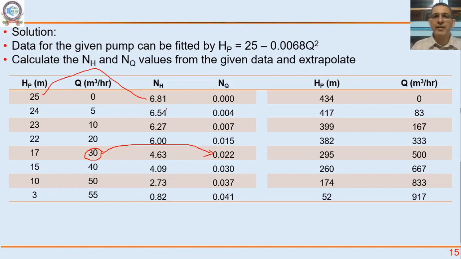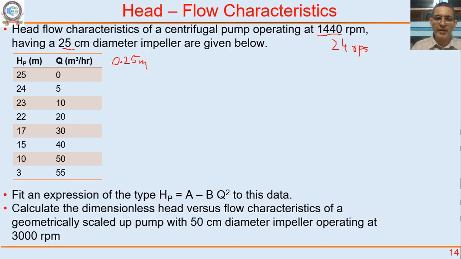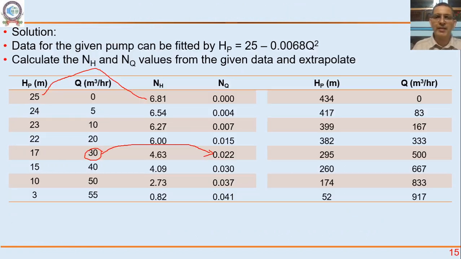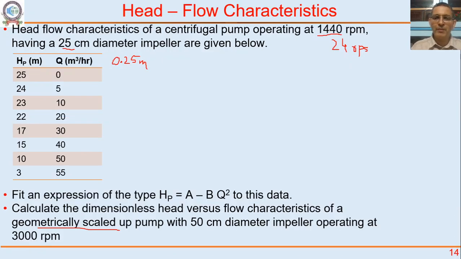Now using this NH and NQ values, if the pumps are geometrically similar, then that means the NH and NQ relationship remains the same for a bigger impeller as well, a bigger pump as well. So now using this for a bigger impeller of 50 centimeter diameter, meaning 0.5 meter diameter, and 3000 RPM, so 50 RPS.